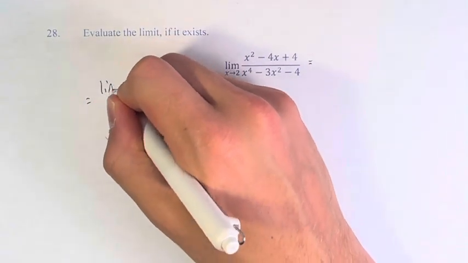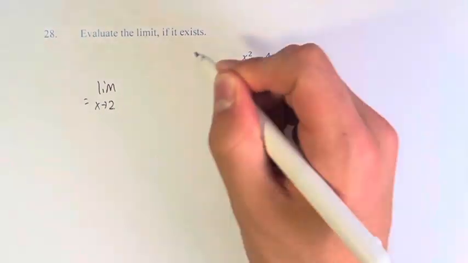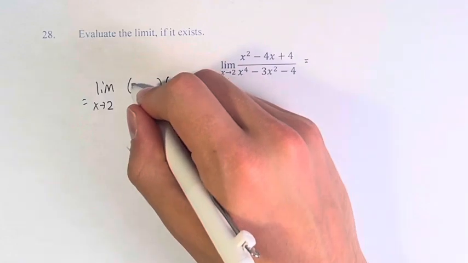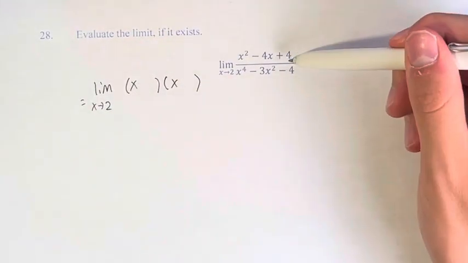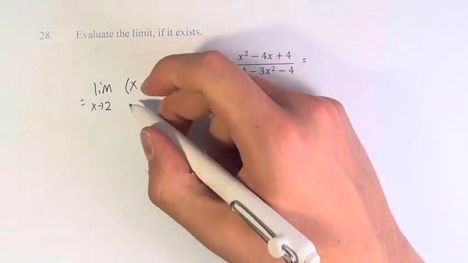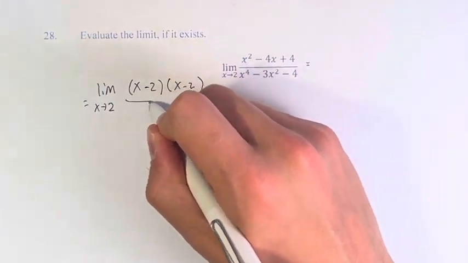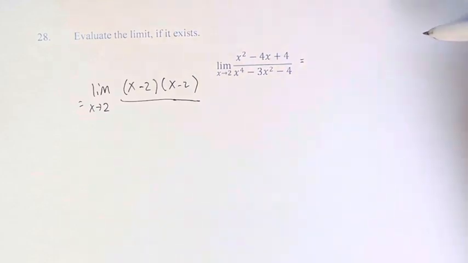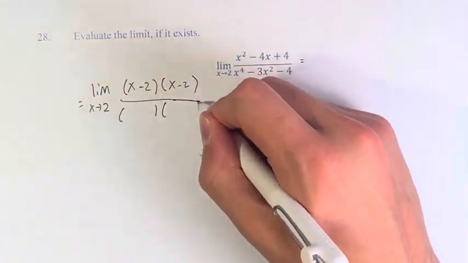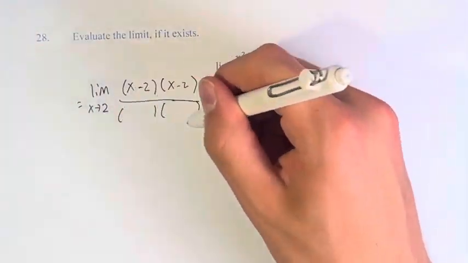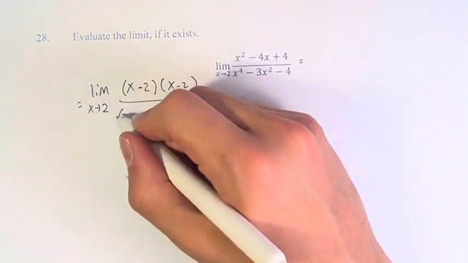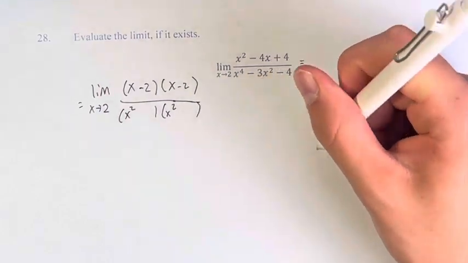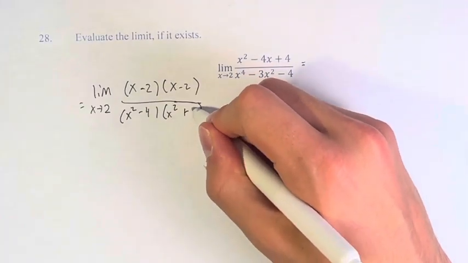So we have the limit as x approaches 2. And on top we have a quadratic trinomial. So x squared is x times x. We need two numbers that multiply to 4 and add to negative 4. So that's negative 2 and negative 2. And here we have a trinomial, but it's quartic, it's a fourth power. However, it's basically the same form as the numerator. It's just x squared times x squared. Two numbers that multiply to negative 4 and add to negative 3: negative 4 and positive 1.